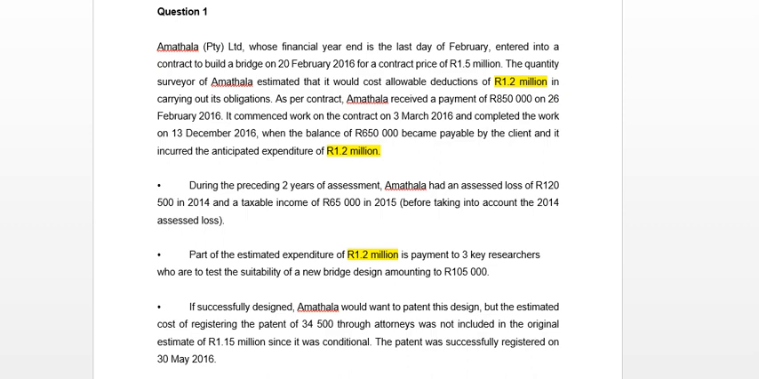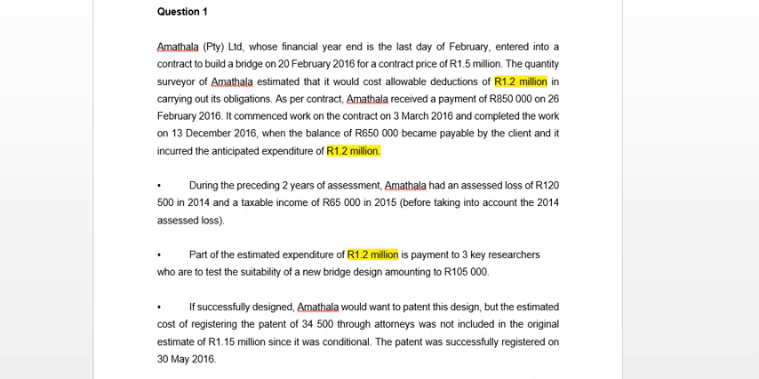It says, Amatlala Pty Limited, whose financial year ends the last day of February, entered into a contract to build a bridge on the 20th of February 2016 for a contract price of 1.5 million. The quantity surveyor of Amatlala estimated that it cost an allowable deduction of 1.2 million Rand in the carrying out of its obligations.